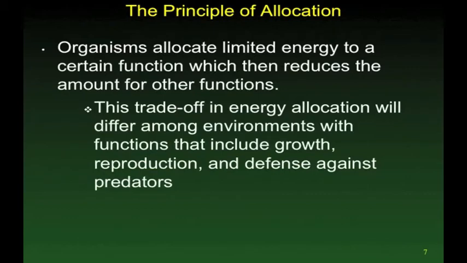Next, we shift gears to information about budgets. The principle of allocation says that there's a limited amount of energy available to organisms, so that if they use energy on a particular function, then there's less energy for another function. So if they are using energy in order to produce heat, in order to survive in a cold environment, then there's less energy available for them to chase down food or to search for food.